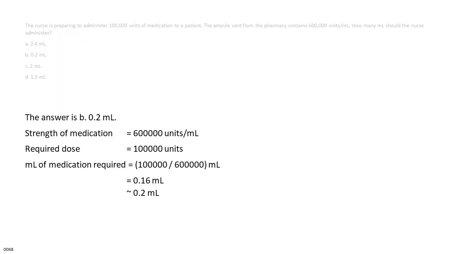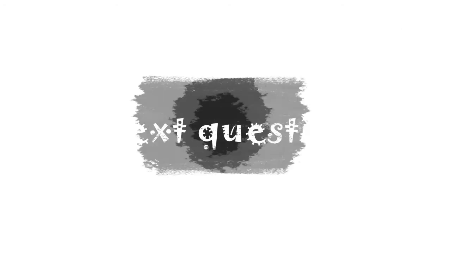The answer is B. 0.2 milliliters. Strength of medication equals 600,000 units per milliliter. Required dose equals 100,000 units. Milliliters of medication required equals 100,000 over 600,000 milliliters, which equals 0.16 milliliters, or about 0.2 milliliters.